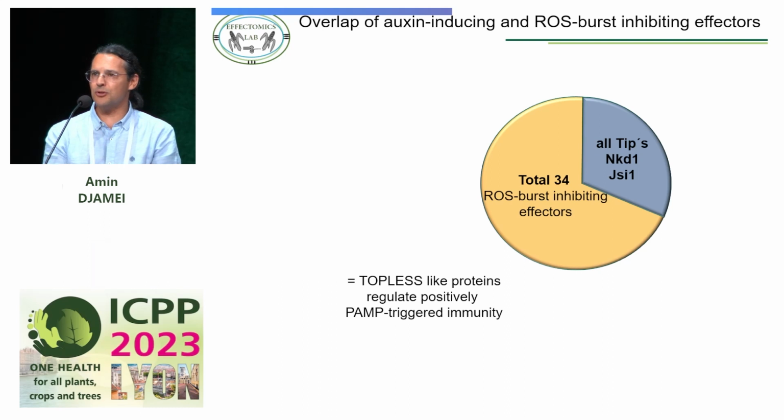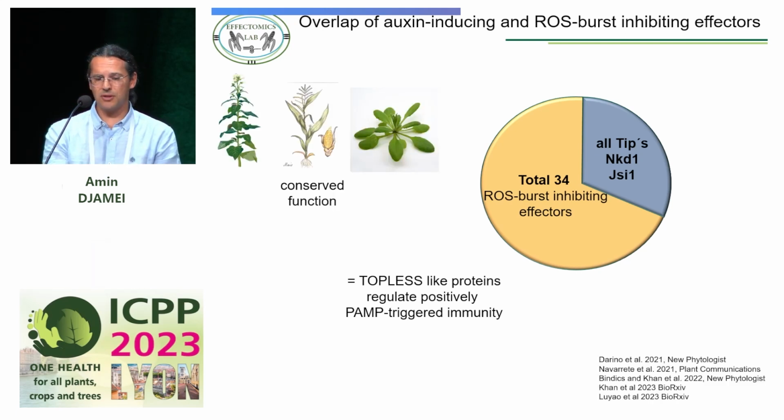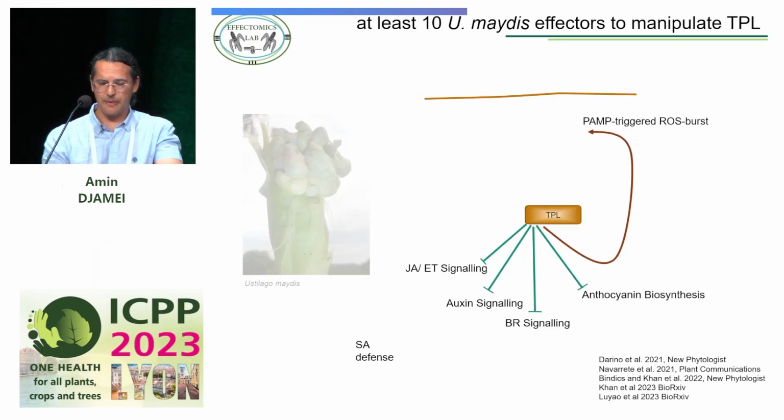And we basically showed this then genetically in different publications, that TOPLESS-like proteins are positive regulators of the PAMP-triggered immunity response. And this is a conserved thing. We have shown this in Nicotiana benthamiana, in maize, as well as in Arabidopsis.